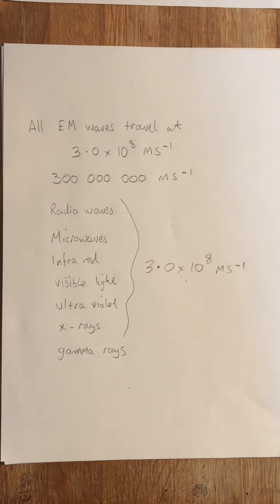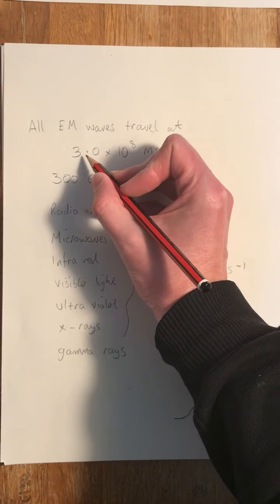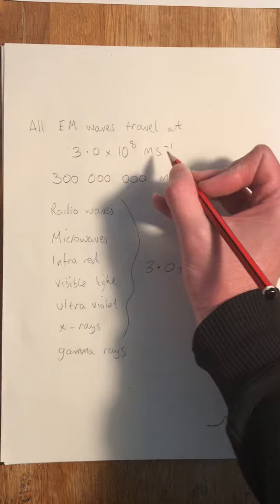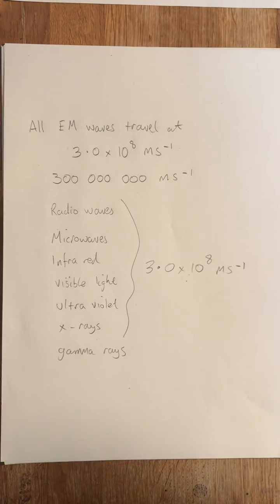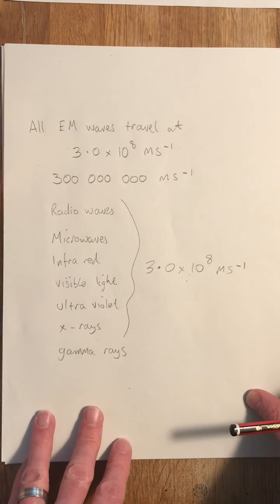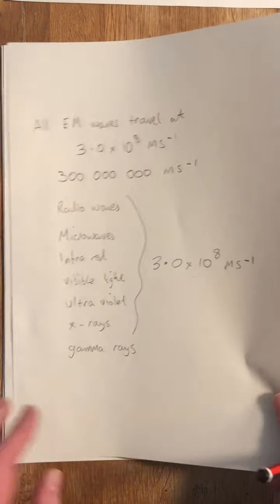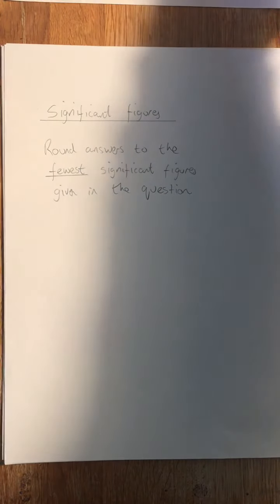So electromagnetic radiation, all electromagnetic waves, that's radio waves, microwaves, infrared, visible light, ultraviolet, X-rays and gamma rays, they all travel at that ridiculous speed, 3 times 10 to the 8 metres per second. And SQA quote it as 3.0 times 10 to the 8 metres per second, quoted to 2 significant figures. SQA are obsessed with significant figures, and we need to be careful with our use of those as well. So 300 million metres per second, that's the speed of light, 3 times 10 to the 8.